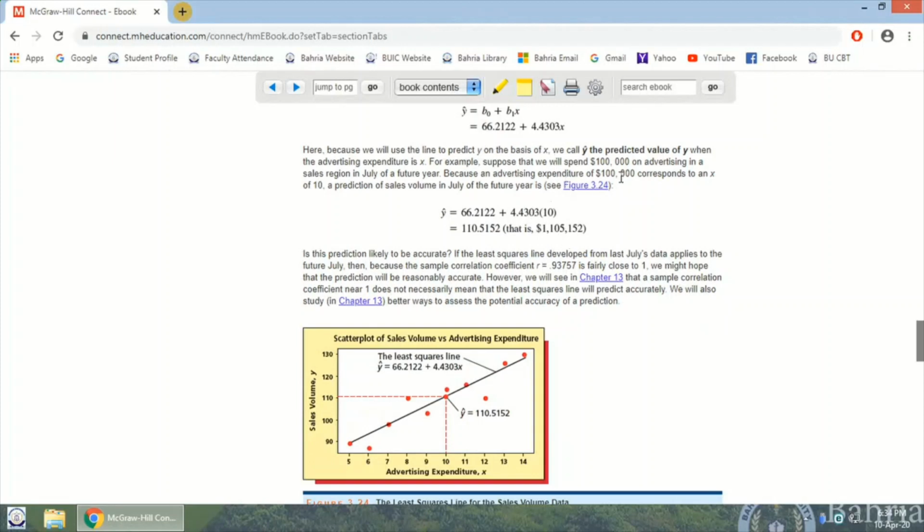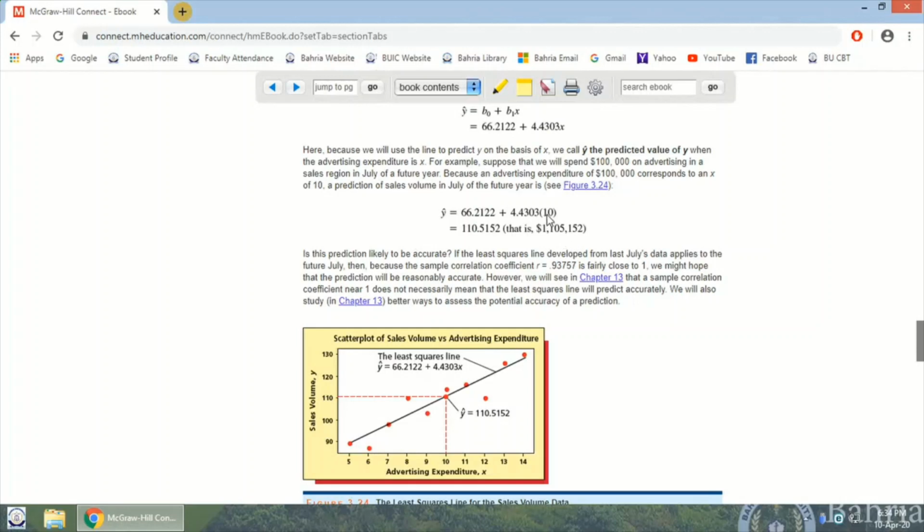Now what is this basically? They tell you that suppose that we will spend 100,000 on advertising in a sales region, and 100,000 corresponds to an x of 10. See, since they've said that this is in tens of thousands, if you just divide it by 10,000, you just get 10. So since it was explained for tens of thousands of units, we're going to be dividing it by 10,000 to find out what that unit was, and that is 10.